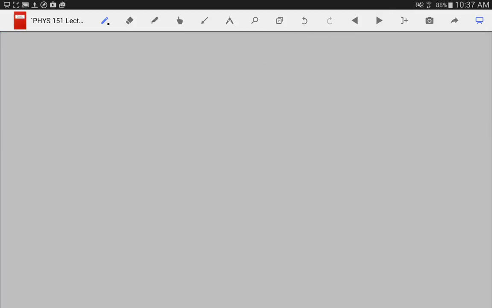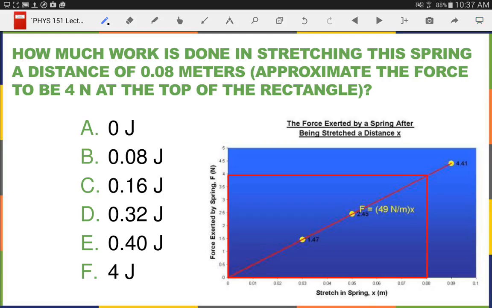That takes us to clicker question number 2 right off the bat. Wow, Jaron answered before the question was up. You answered incorrectly, though. How much work is done in stretching this spring, shown in this graph, a distance of 0.8 meters? I drew a box to show you where it is. And approximate that this line here is coming right at the 4.